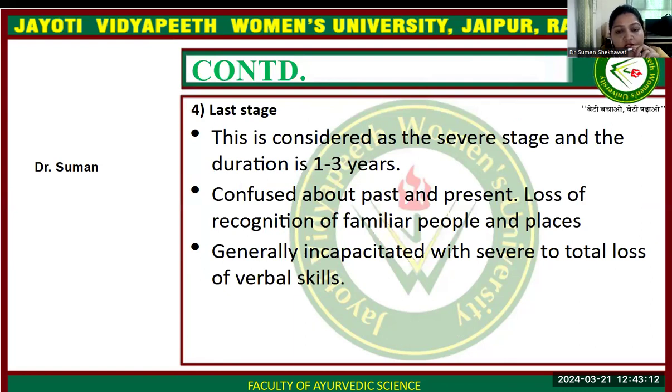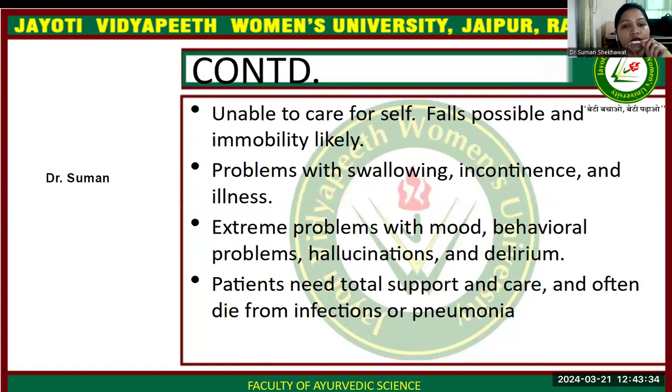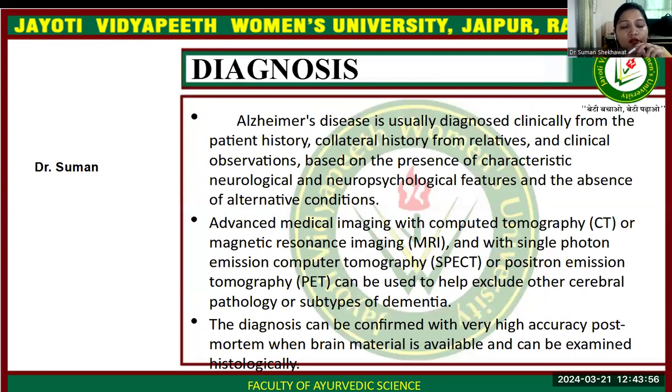The last stage of the disease is considered the severe stage, and the duration is 1 to 3 years. Confused about past and present, loss of recognition of family, people and places, generally incapacitated with severe to total loss of verbal skill. The patient is unable to care for self, falls are possible, and immobility is likely. Problems with swallowing, incontinence, and illness. Extreme problems with mood, behavior problems, hallucination, delirium. The patient needs total support and care and often dies from infections such as pneumonia.